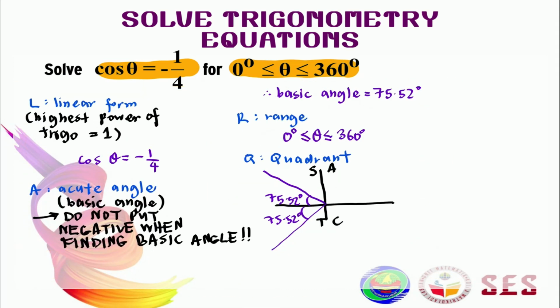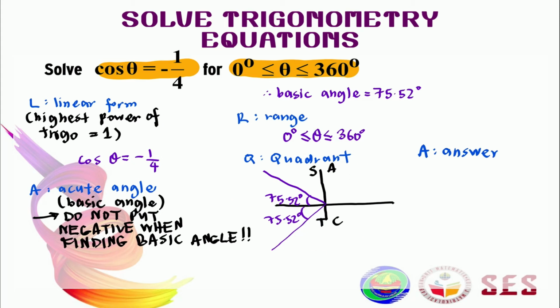The last step is A, which is to find the answer. We are going to find the answer from the sketch of our Cartesian plane here. Let's take a look at our range. The range is from 0 degree until 360 degree. That means you only have positive angles in our range. Positive angle means anti-clockwise rotation. So we are going to put that in our sketch here.